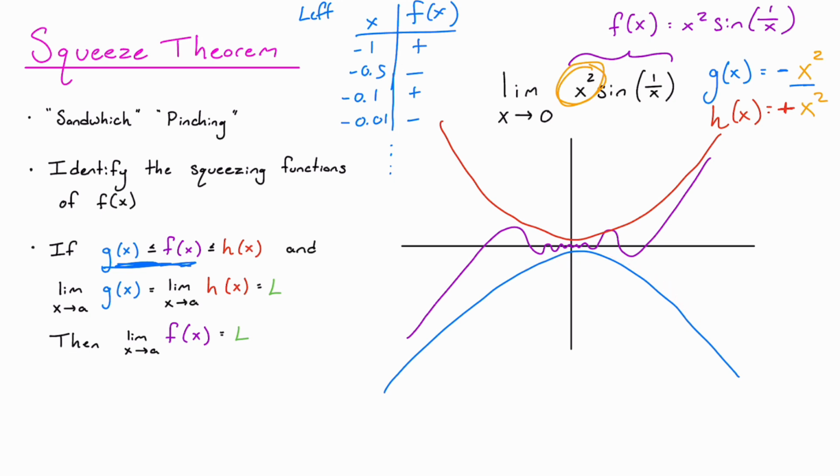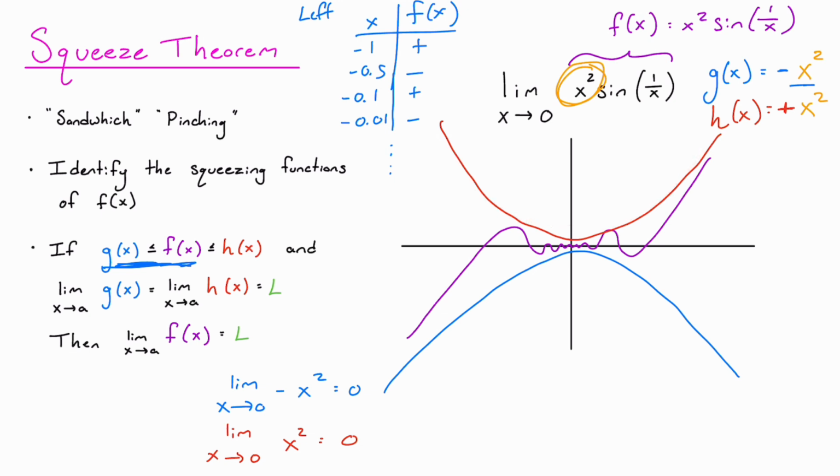And we actually are able to find the limit of both of those graphs here. So if we do blue for g of x, the limit as x approaches 0 of g of x, which is negative x squared, well, we just plug in 0 and we get 0. The same thing for h of x, the limit as x approaches 0 of positive x squared. Again, substitution, you plug in 0 and we get 0. So I know that our f of x, which is in purple, is always greater than blue and always less than red.